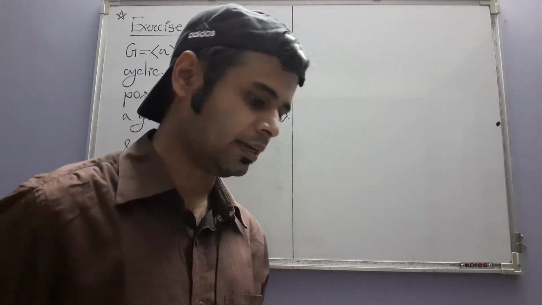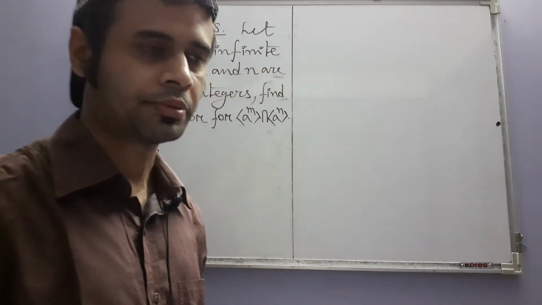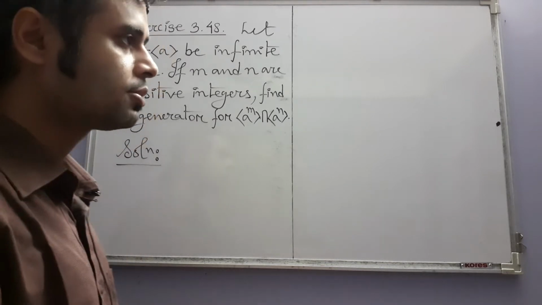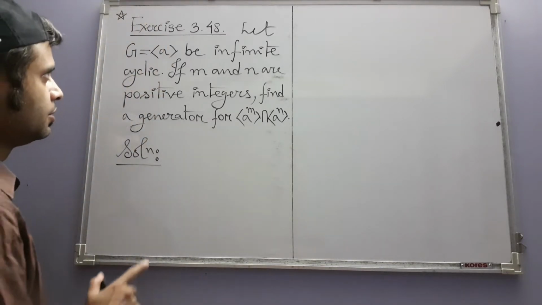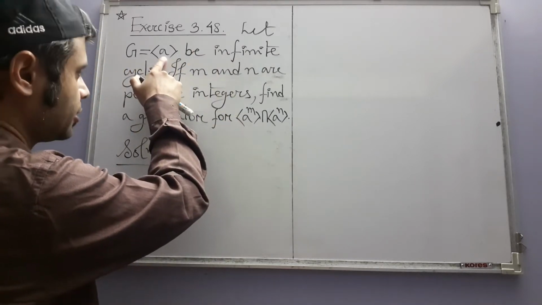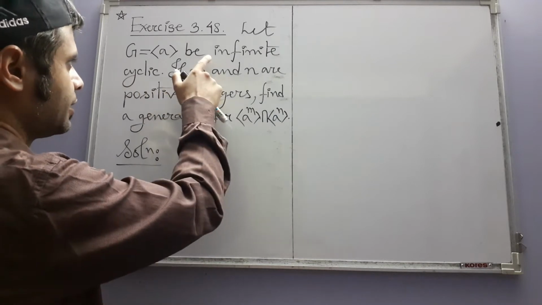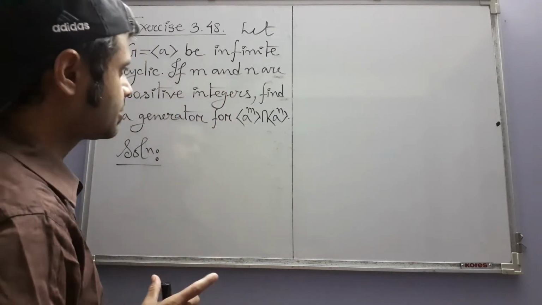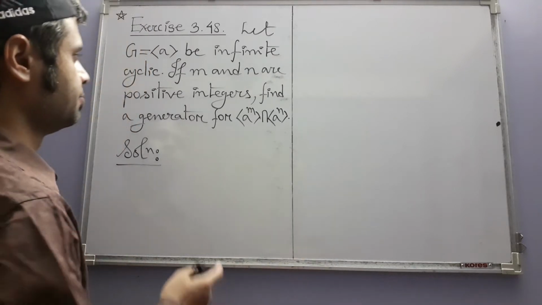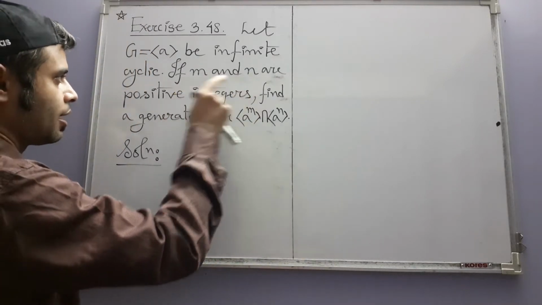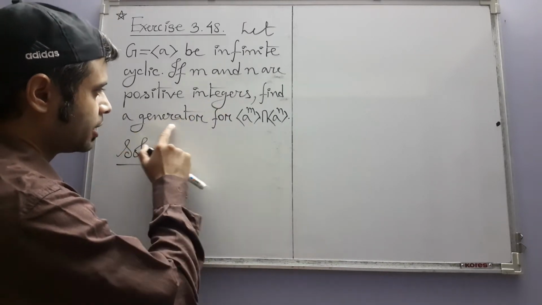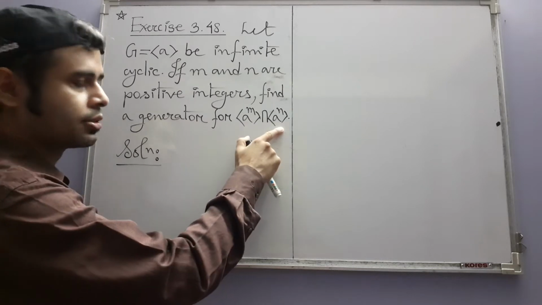Okay, so we have again come back to Lee's algebra exercises, and we have been going through cyclic groups. So let us see this next one. Here, G is a cyclic group with A as one generator, and it's given that G is an infinite cyclic group. That is, the number of elements in G is infinite. And M and N are two positive integers. We then have to find a generator for this intersection.